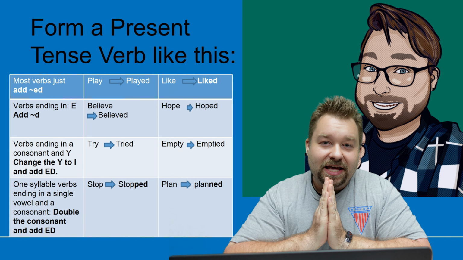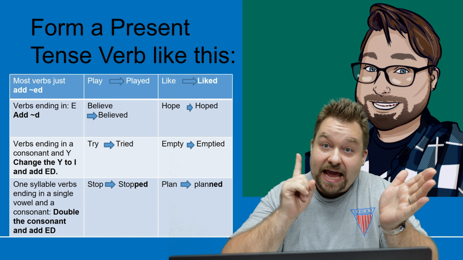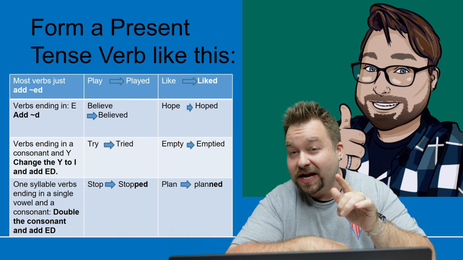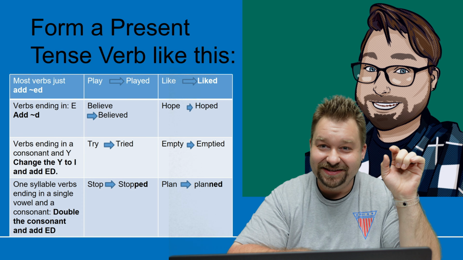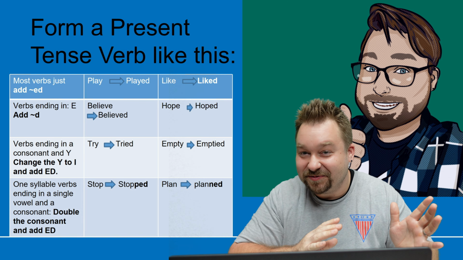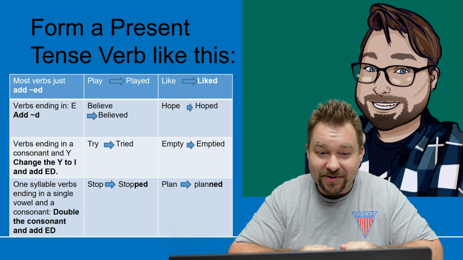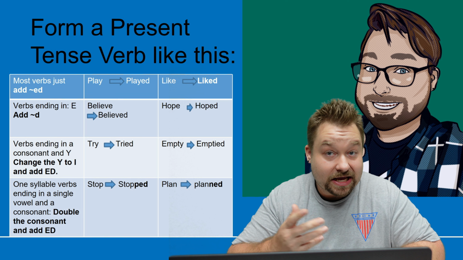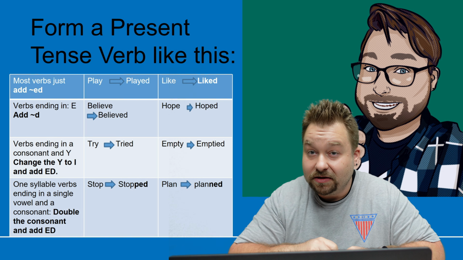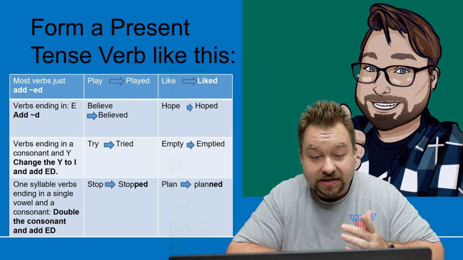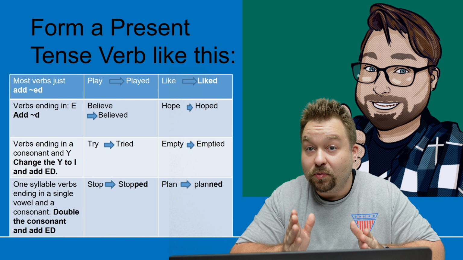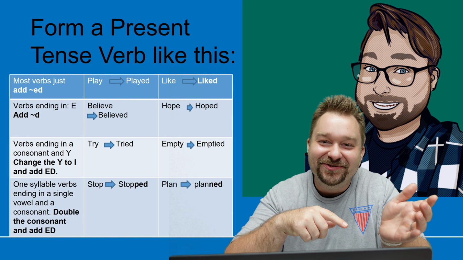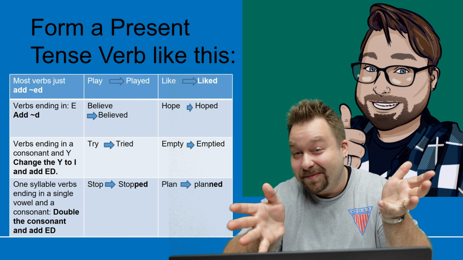Third one. If it ends with a consonant and a y, right? Consonant and a y. We change the y to an i and add ed. Just like the last one, we had a different rule, but y to i and add ed, okay? So let's check this out. Try, T-R-Y. R is a consonant, and it ends in y, so we just change y to i and add ed, tried. Same with empty. T is a consonant, y is a y, so we change y to i and add ed, emptied.